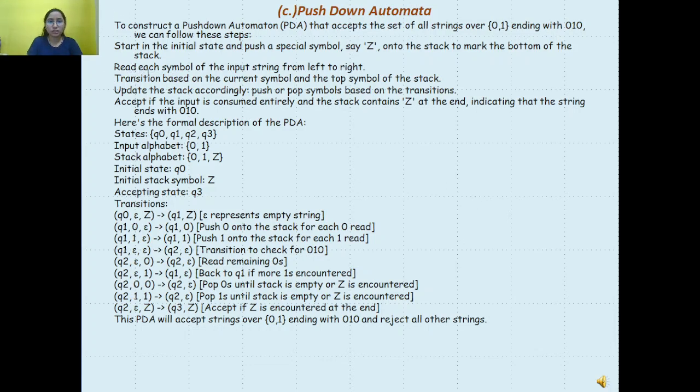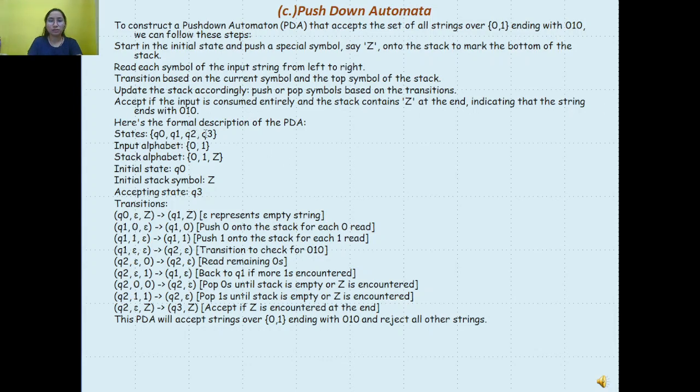Now we will read each symbol of the input string from left to right, and transition based on the current symbol and the top symbol of the stack, and then we will update the stack accordingly, pushing or popping symbols based on the transition. We will then accept if the input is consumed entirely and the stack contains 0 at the end, indicating that the string ends with 010.